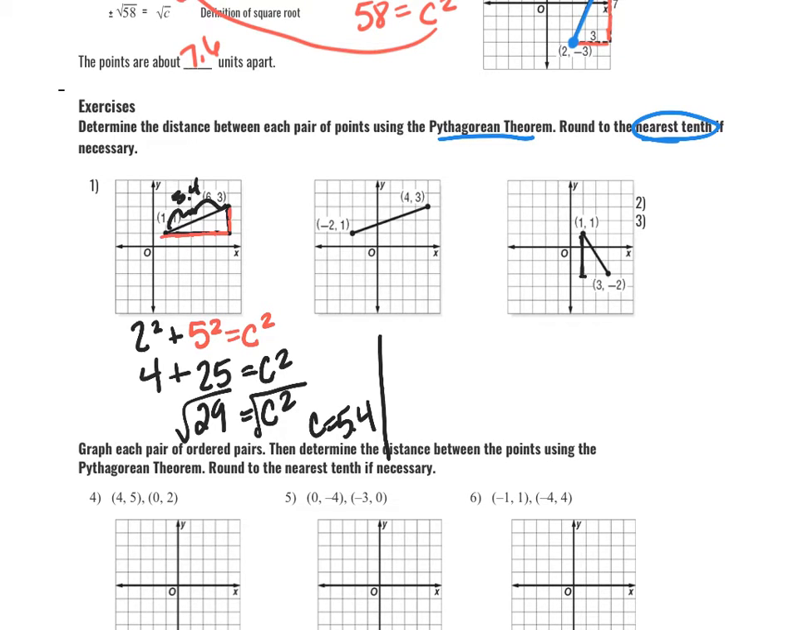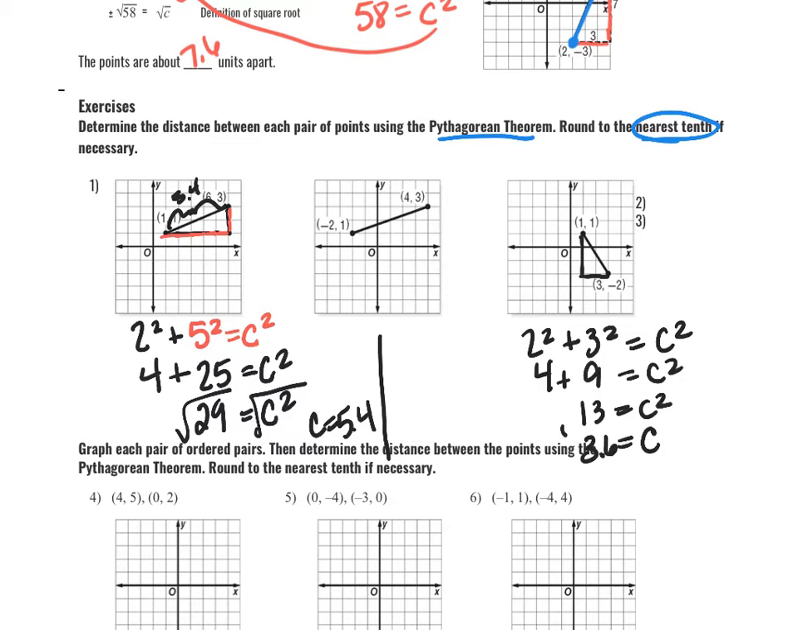Okay, so there's my right triangle. So we're going to have 2 squared plus 3 squared equals c squared. So 4 plus 9 equals c squared. And then 13 equals c squared. The square root of 13 is 3.6. Okay, so that's going to be this example right here.